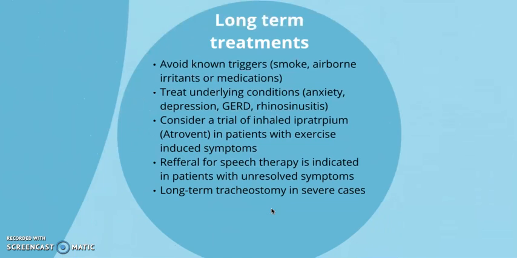Long-term treatments are avoiding the known triggers, whether it's smoke, airborne irritants, or medications. Treat the underlying conditions, whether psychological, such as anxiety or depression, or GERD or rhinosinusitis. It's mainly just finding out the underlying causes and then trying to treat that condition first. Another thing to do is to consider a trial of Atrovent in patients with exercise-induced symptoms. A lot of the time it's not very beneficial, but it is something you can consider.